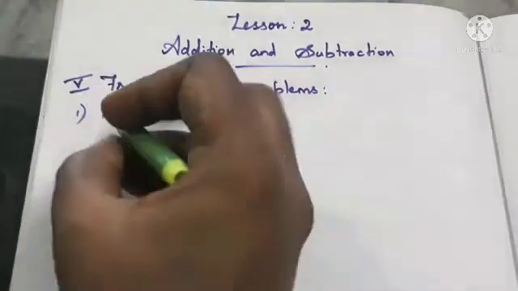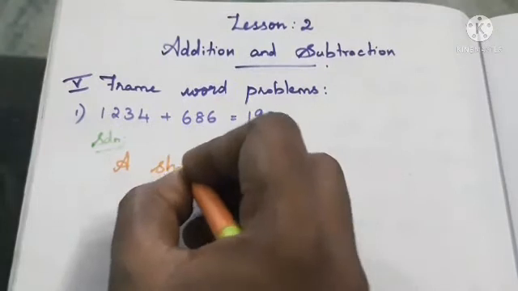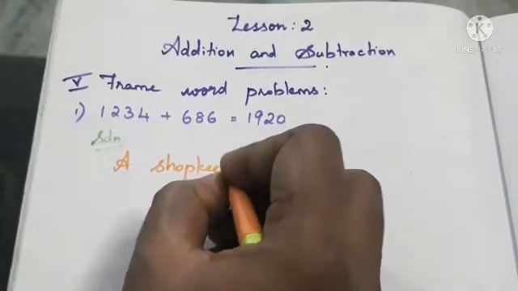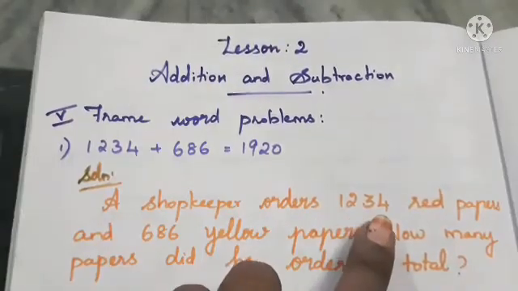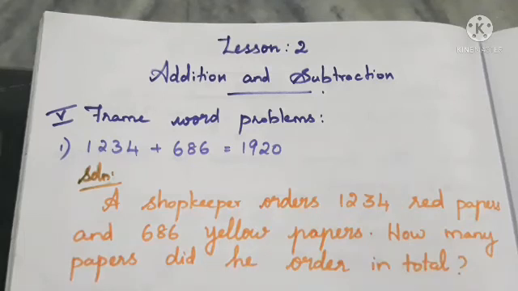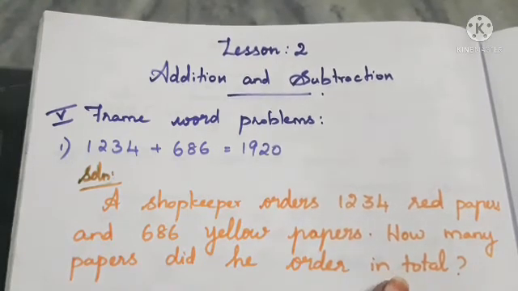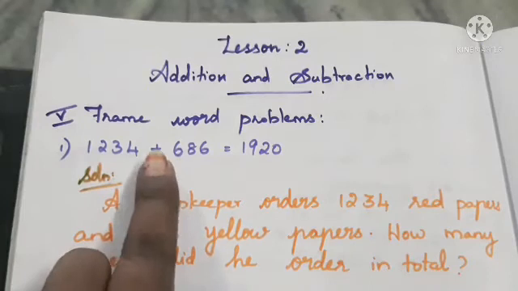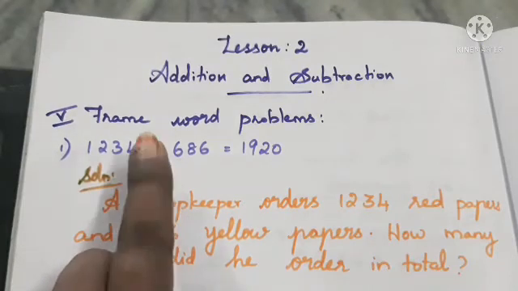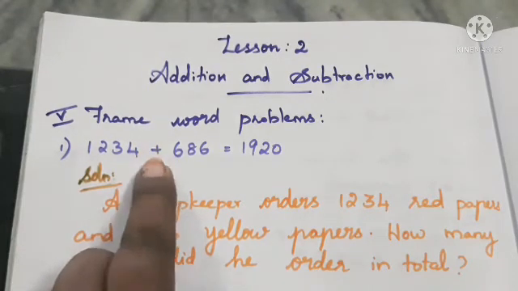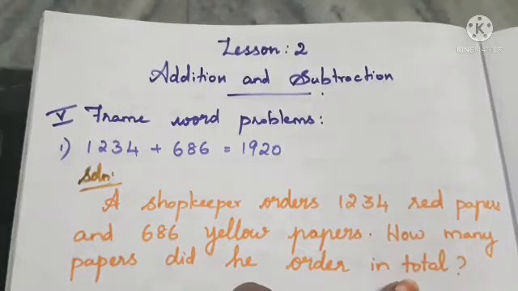Here I have framed: a shopkeeper orders 1234 red papers and 686 yellow papers. How many papers did he order in total? Why have we written the word total? Because it's an addition problem. The plus symbol is there, that's why we added the word total here.